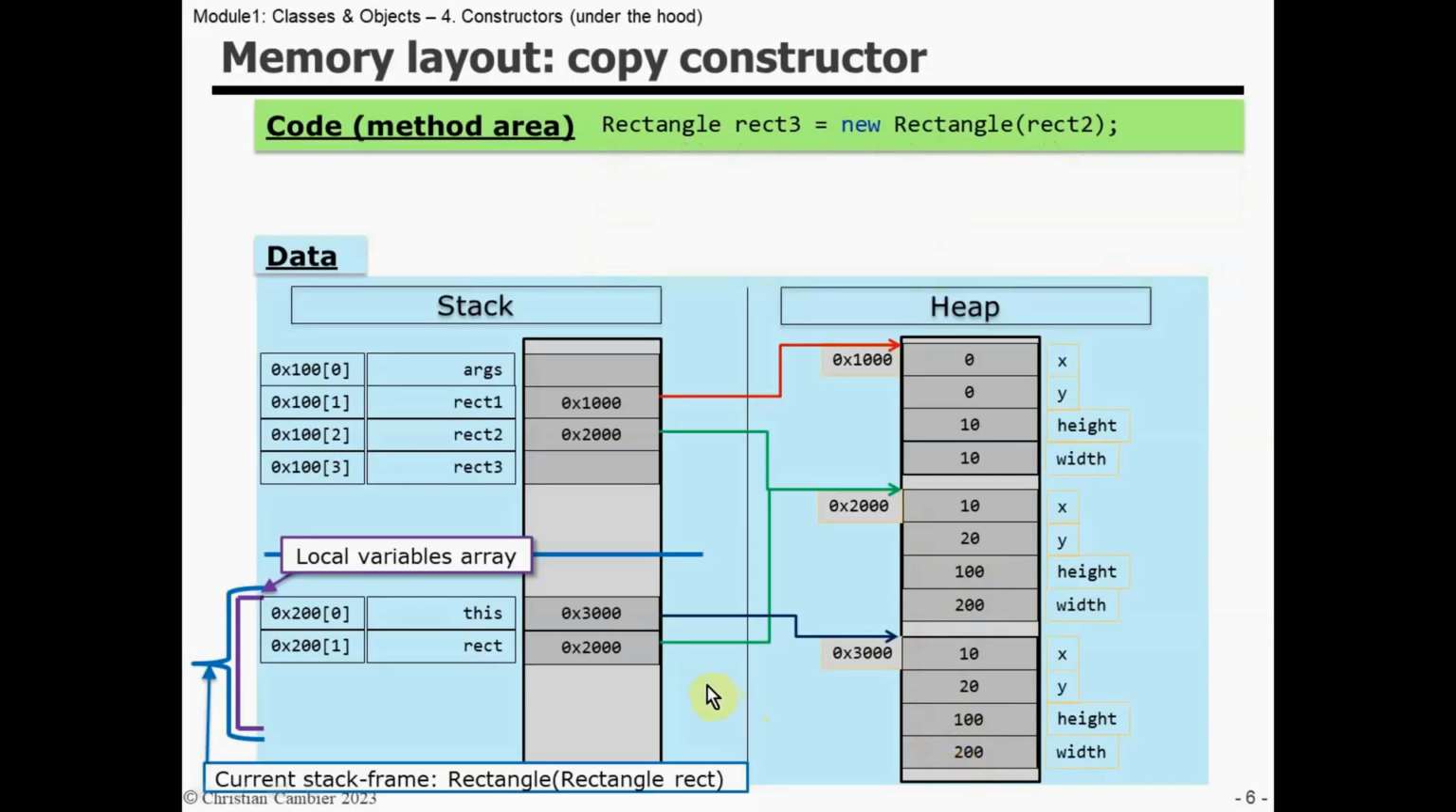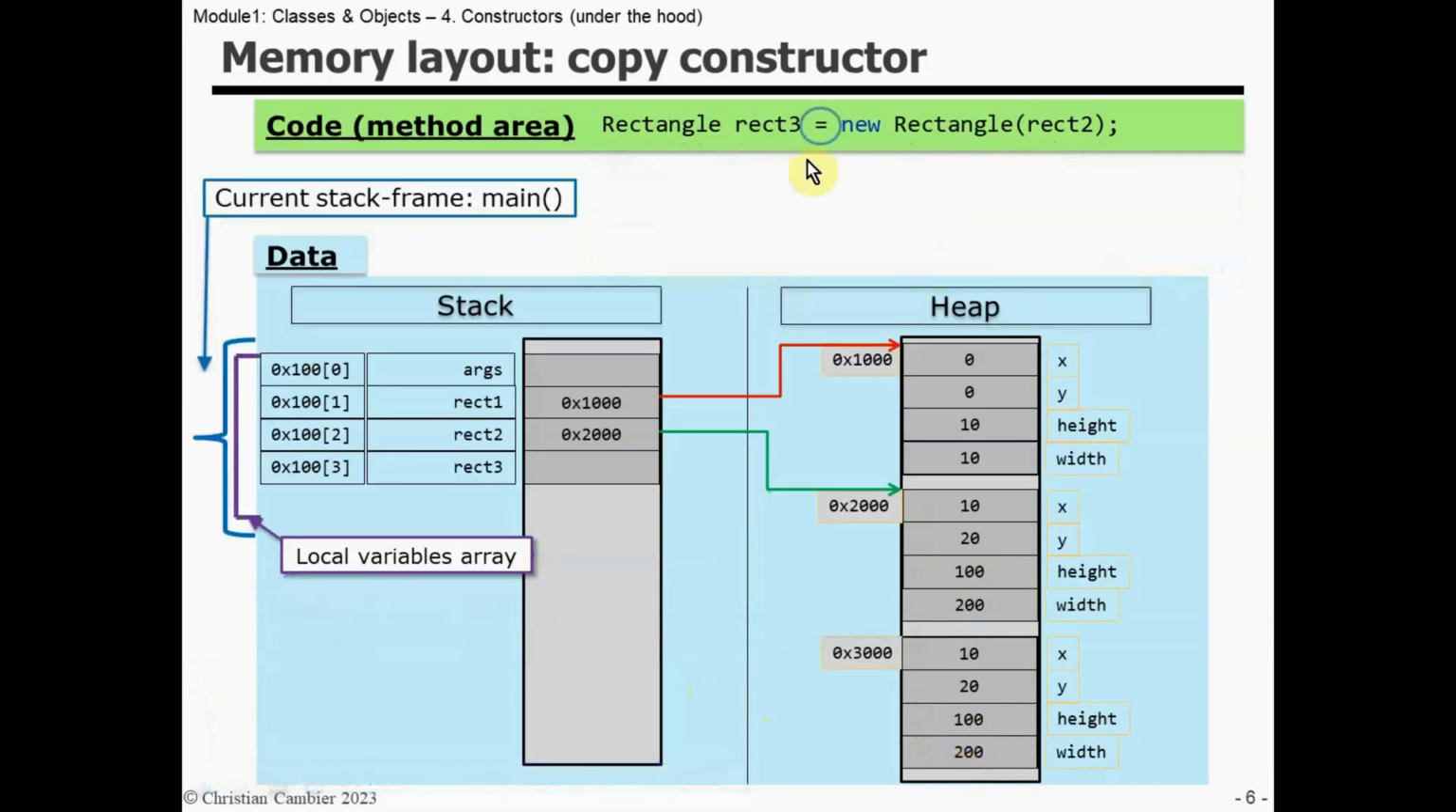The runtime cleans up the current stack frame, and the assignment results in rect3 now referring to the third object, which is a different object, but the content of the object is the same as the content of the second object.